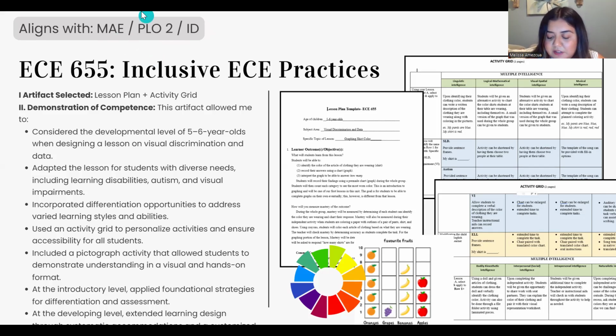create the pictograph. And it shows that I met this PLO at an introductory level because I was able to apply foundational strategies for differentiated assessment, and also at a developing level because I was able to extend the learning design through systemic accommodations and a customized activity grid for specific learners. So again, there was a little bit more differentiation going on towards that second half of the assignment.